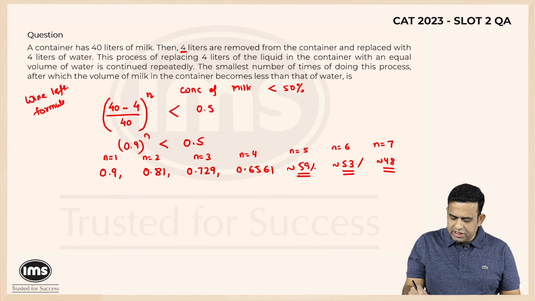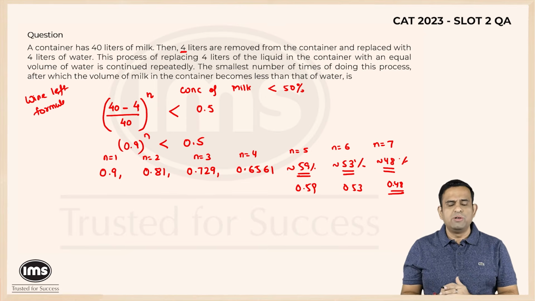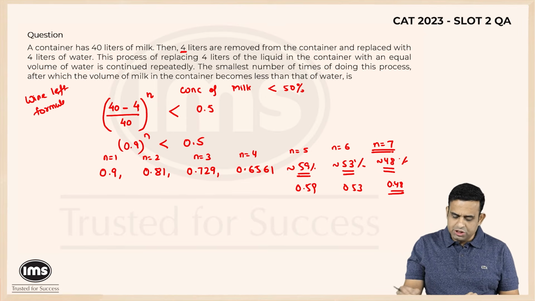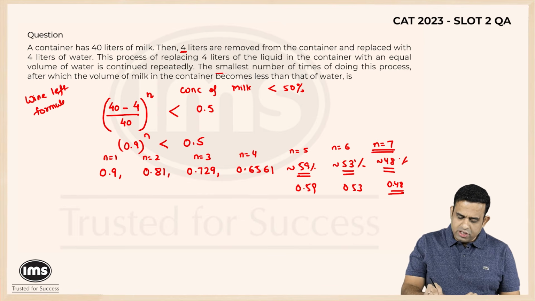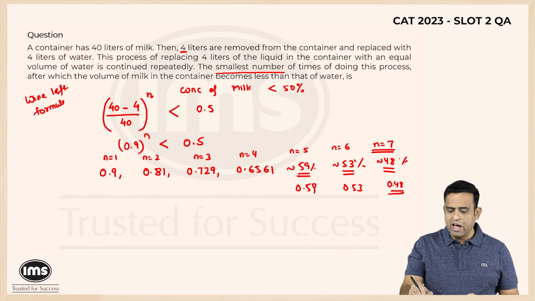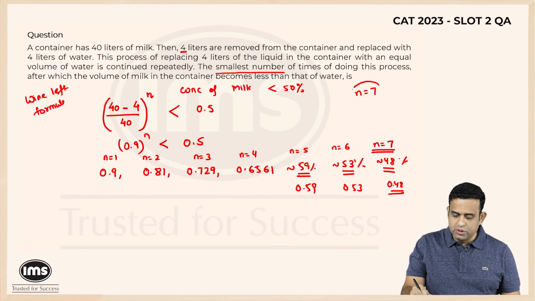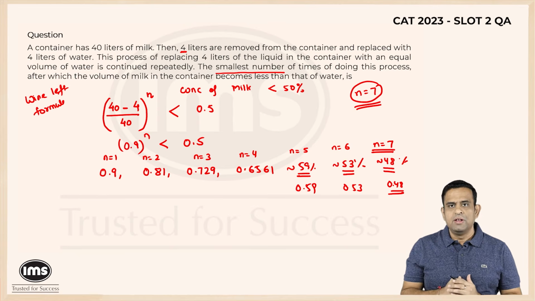These are in terms of percentage. This is close to 0.59, 0.53, 0.48. So it is coming down below 50% after doing 7 iterations. Hence, the smallest number of times this needs to be performed happens to be n equals 7. And that is the answer for this particular question.